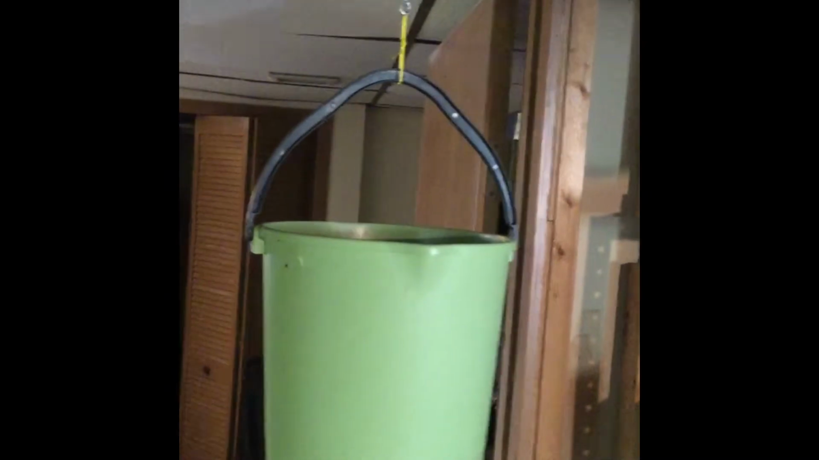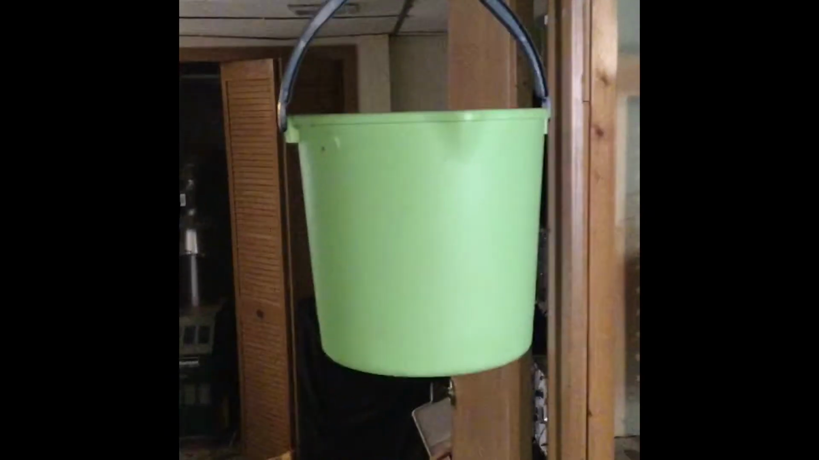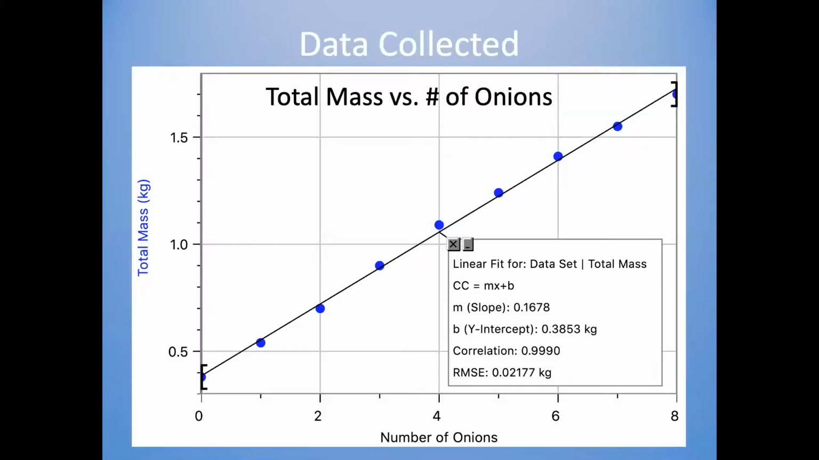We also need to figure out the mass of the onions without the bucket. So what we did there is we actually just used the bag that the onions came in, and then weighed them each individually, and that's how we got our average. Let's switch back to that graph. So this is the data we collected for the total mass of the system compared to the number of onions. And as you can see, it ended up being pretty linear.